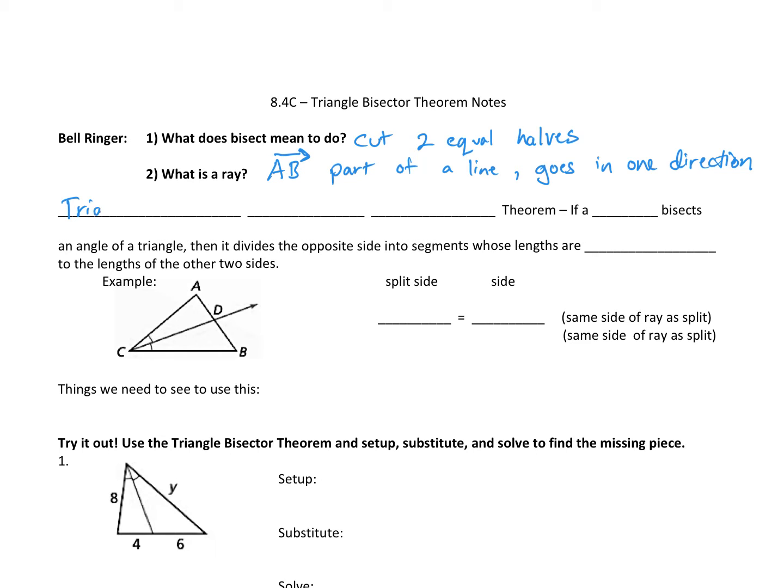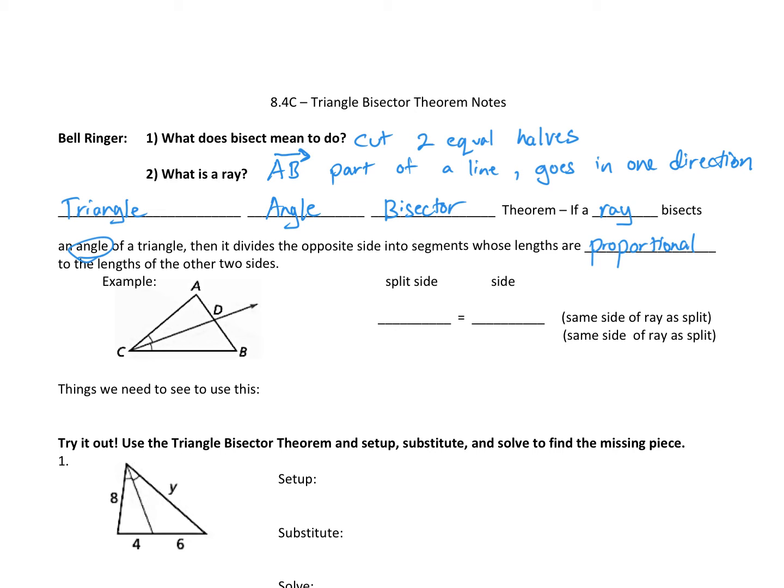Next, our triangle angle bisector is what we're going to talk about today. The theorem is if a ray bisects any angle, it divides the opposite side into segments whose lengths are proportional to the lengths of the two other sides. So what does this mean?